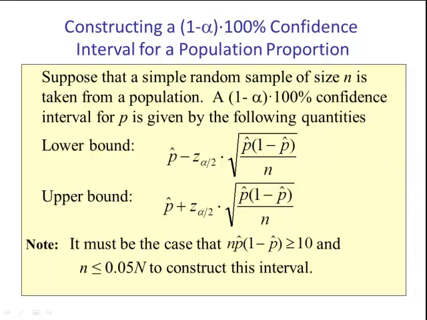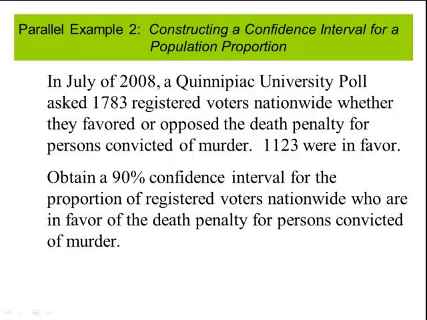Now our two requirements: n times p hat times 1 minus p hat has to be greater than or equal to 10, and the sample size has to be less than or equal to 5% of the population. Let's do an example. Obtain a 90% confidence interval for the proportion of registered voters who are in favor of the death penalty for persons convicted of murder.